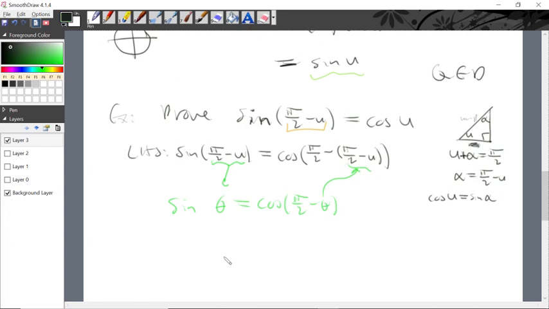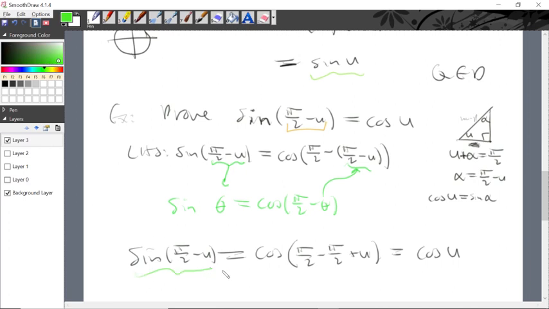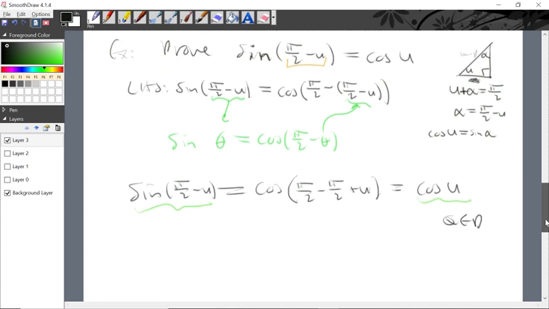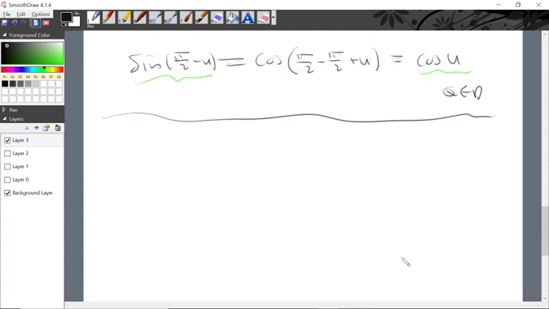So let's continue on from here. The cosine of pi over 2 minus u, that would be the cosine of, if we expand, pi over 2 minus pi over 2 plus u, but pi over 2 minus pi over 2 equals 0. Of course, this just equals the cosine of u. So that proves it, therefore. We have the sine of pi over 2 minus u is equal to the cosine of u, and that's what we wanted to prove. That's a bit tricky there, but that proves it.